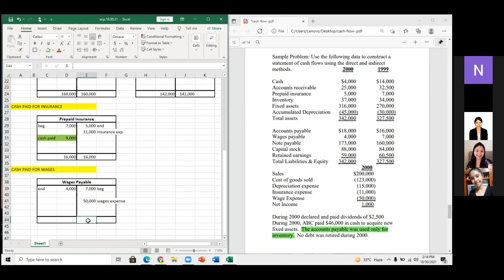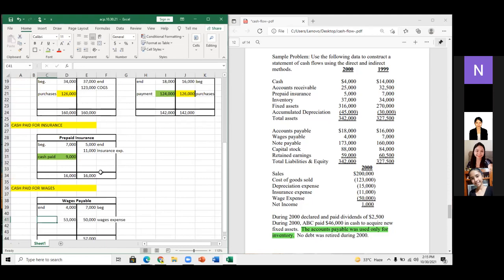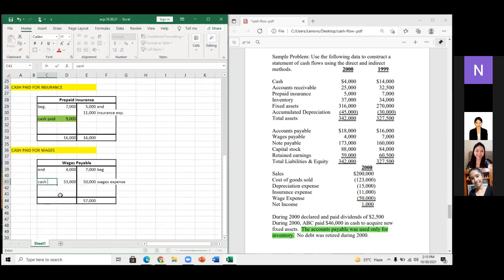So, pag-total din natin siya, total din natin siya 57,000. So, itong 57,000, i-less ulit natin yung sa N na 54. So, ang magiging kalalabasan ng binayaran natin, ang cash paid natin for wages payable is 53,000. Ito na yung nakuha natin dito na cash paid for wages. Ito na yung cash paid.